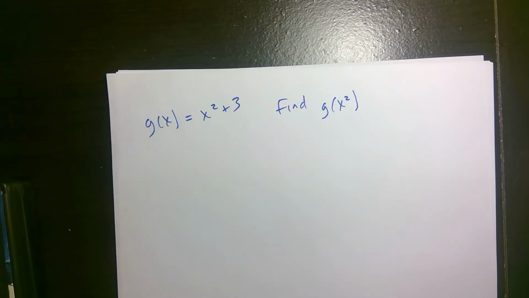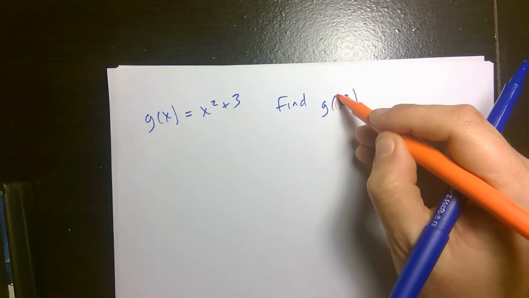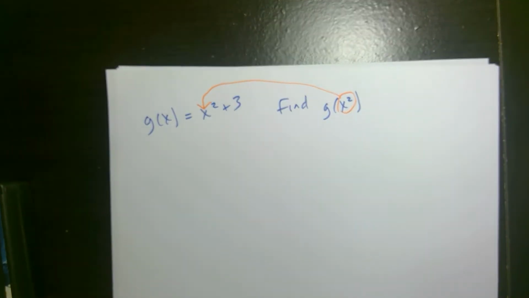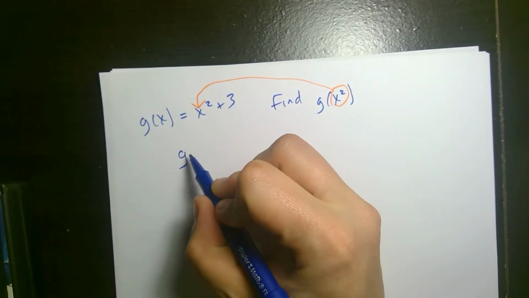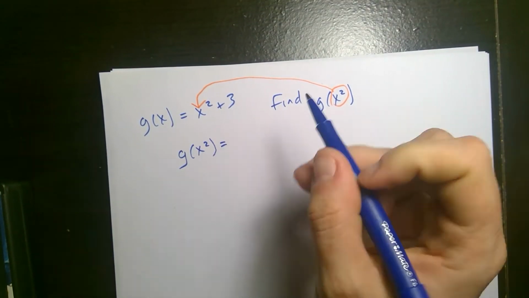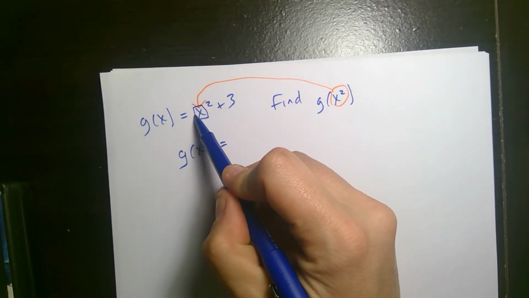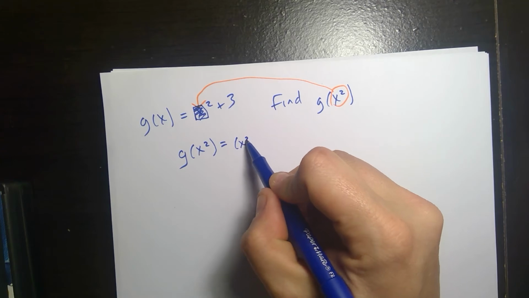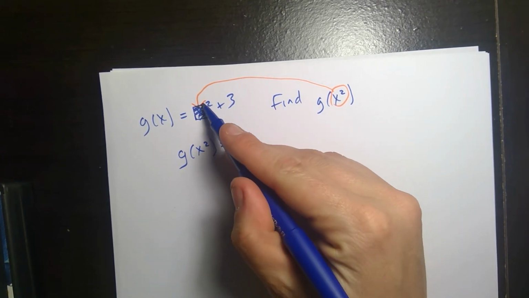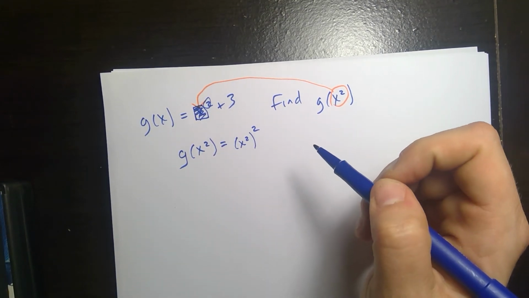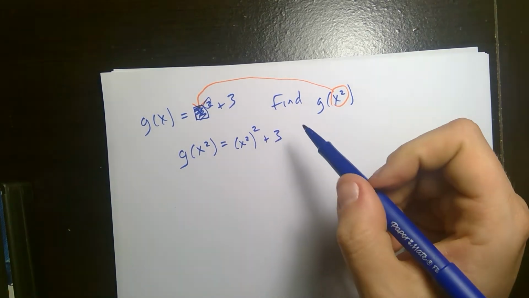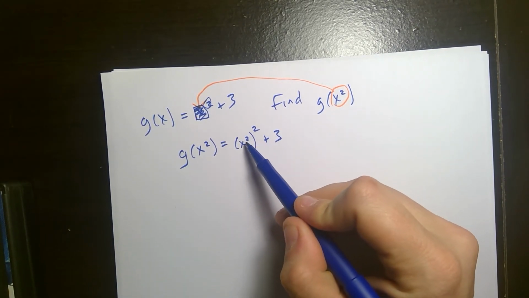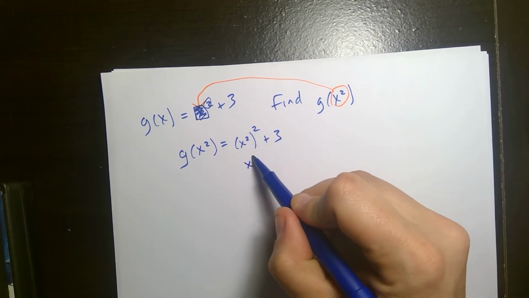Well, the same thing that just happened is going to happen. This is my new x, and anywhere I see an x, I'm going to plug that in. So I'm going to write g of x squared equals, now notice this x is what's going away. This little square is still here, so I'm going to have x squared. This guy is still there, so he's being squared again, and then plus 3. Well, we learned way back that when we are taking a power and raising it to another power, this becomes x to the 4th.